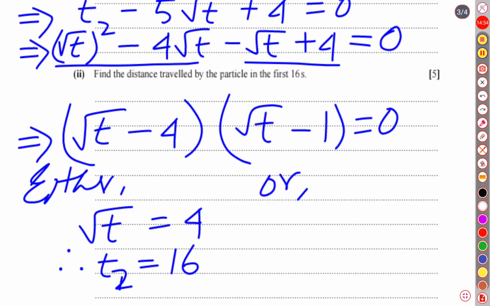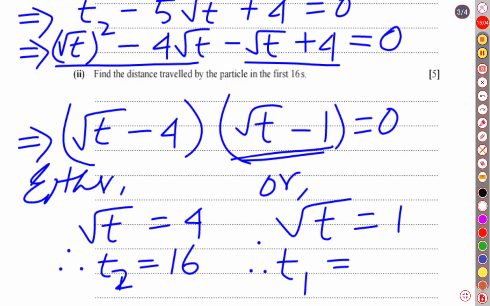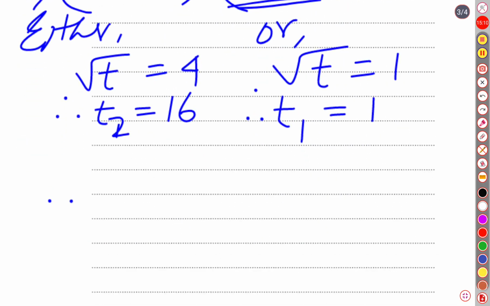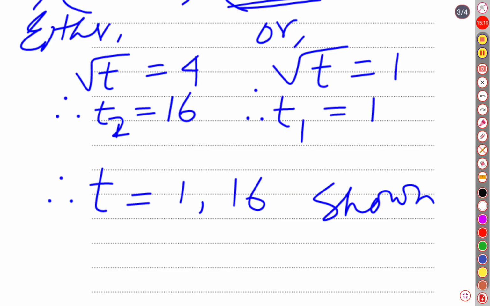Or square root of t is equal to 1, this factor. Hence if we square both sides, t is going to be 1. So we have shown that t is equal to 1 and 16 when velocity is 0. We have shown the statement. Well, now we are going to solve the immediate next one.